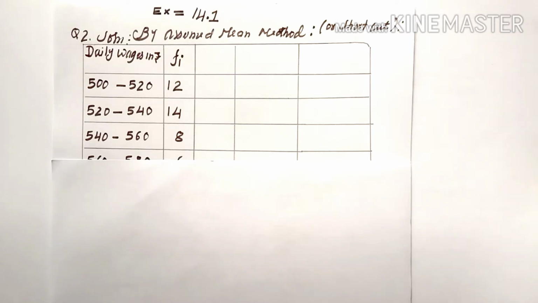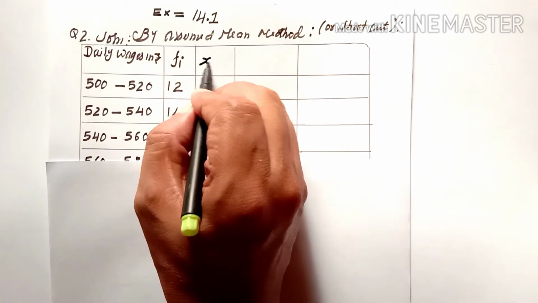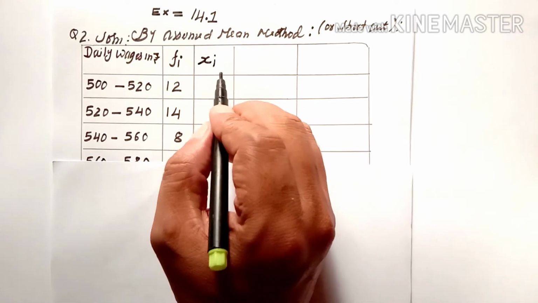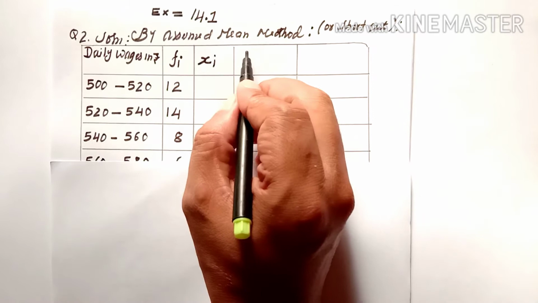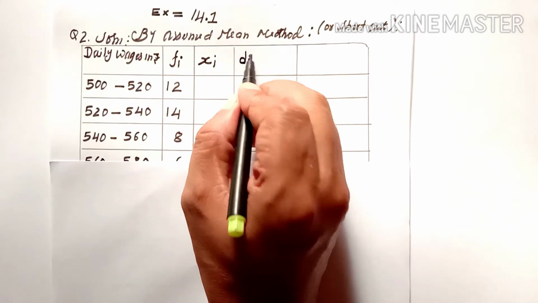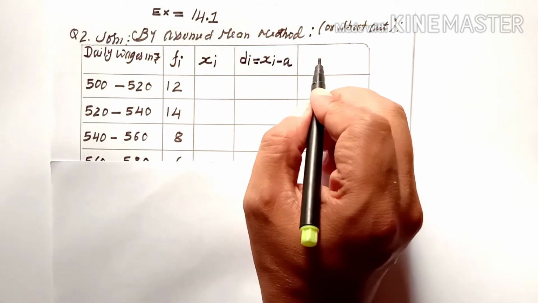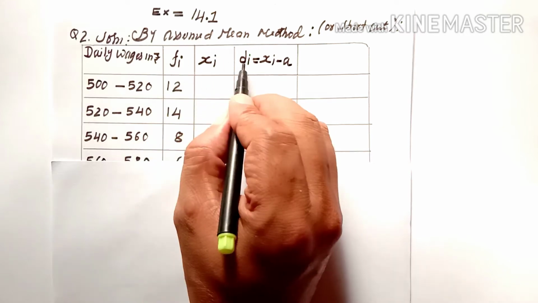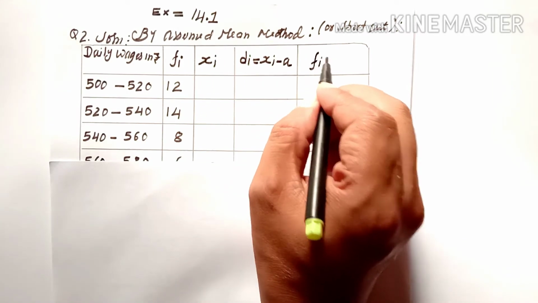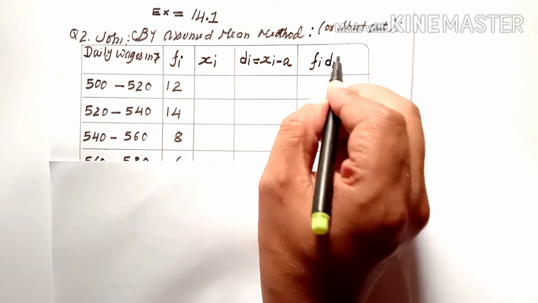To start with, one has to draw 5 columns. The first 2 columns we can copy exactly from the textbook. The first one is daily wages in rupees. In the second column, fill the frequency, in short fi. The third column is xi, which is the class mark, also known as the mid value. Now the fourth column, take the value of deviation di equals class mark minus assumed mean. And the last column is filled with the product of frequency and deviation. Frequency symbol fi, deviation symbol di.